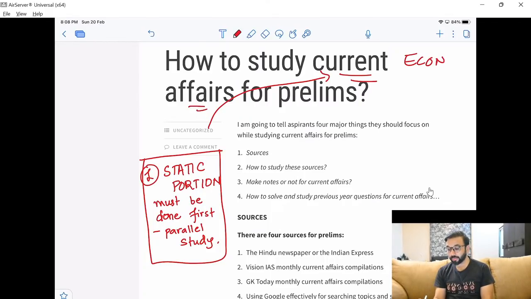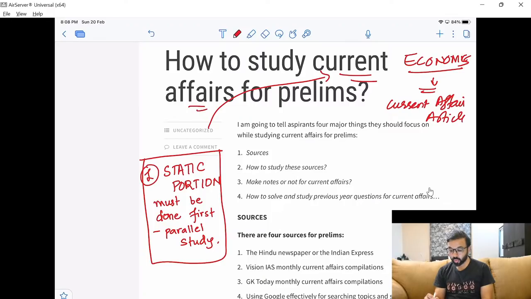Let's say you are studying economics current affairs, and the current affairs is telling you about some kind of increase in bond rates, or about yield rates, or about inflation rates in the economy right now, consumer price inflation, wholesale price inflation. How will you understand this economics current affairs article if you don't actually know the basics of inflation?